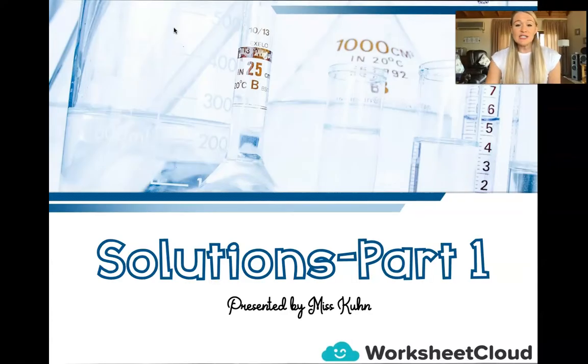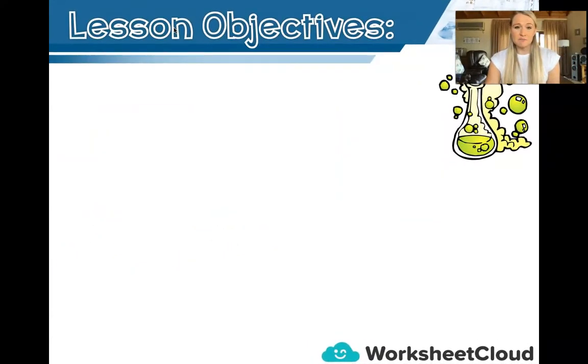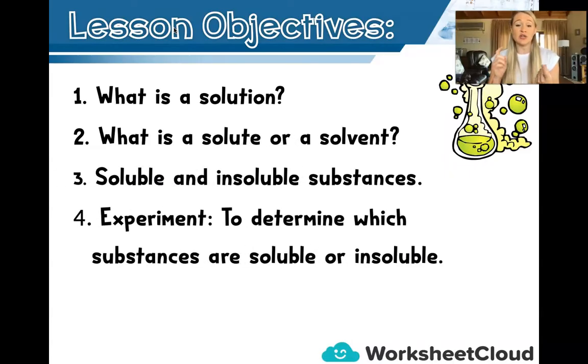Right. So let's first look at what we're going to be doing today. Our objectives today are to look at what exactly a solution is. We're going to be looking at what a solute and a solvent are. There are lots of new words that you're going to be learning today. Thirdly, we're going to be looking at soluble and insoluble substances. And lastly, we're going to end off with a little experiment that I'm going to do with you to determine which substances are soluble or insoluble. So that is what we are going to be doing today. I don't know about you, but I'm very excited.